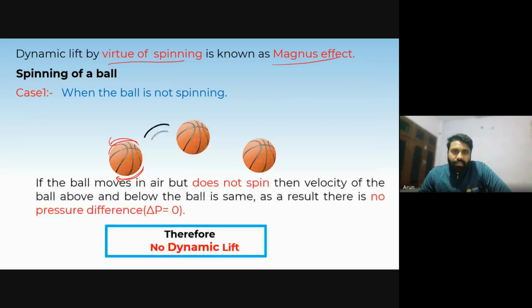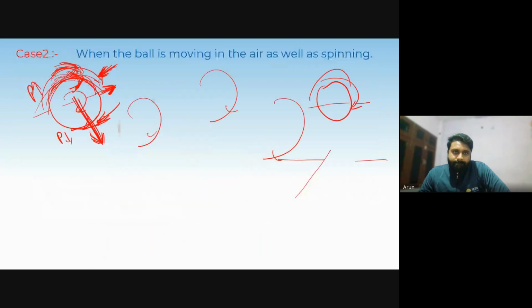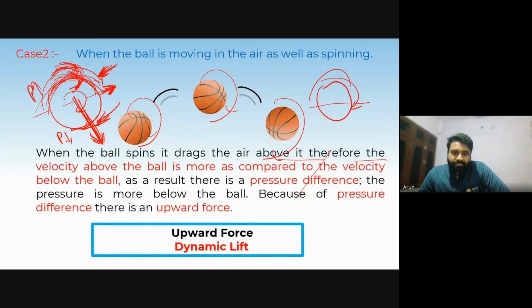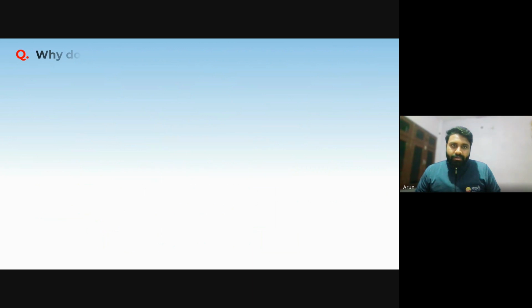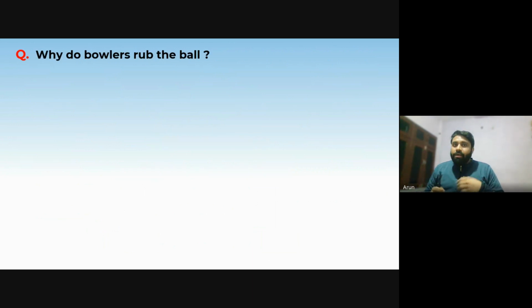Now, we have discussed this. Any kind of doubt till now? And these are the daily life situations that we will see. Some of you might have played basketball or cricket. One of the questions that is waiting for you now is: why do bowlers rub the ball?